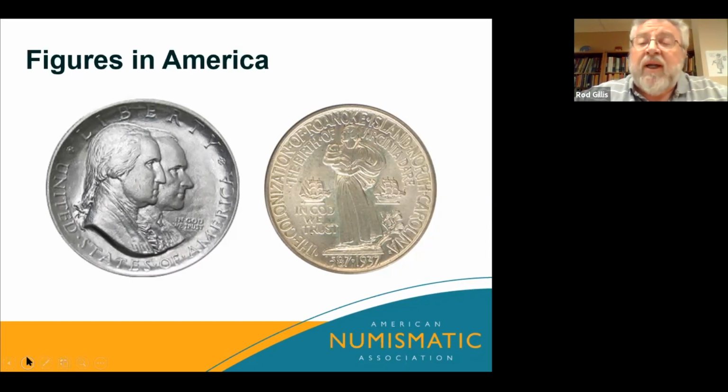On the coin on the right-hand side, this is the Roanoke commemorative coin. You'll see a woman holding a baby. The woman's name is Eleanor Dare, and the baby she's holding is Virginia Dare. What is significant about this coin is that Virginia Dare was supposedly the very first child born in North America of European descent, and that's one of the things this commemorative coin is celebrating.